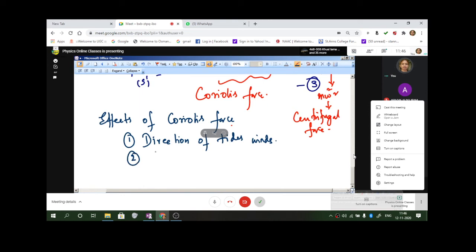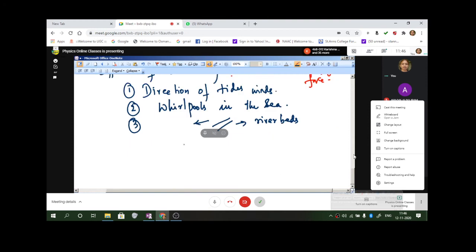Second is whirlpools. Where do you see whirlpools? In the sea. Whirlpools in the sea. Then you have a river flowing. You have two beds on either side, river beds. They undergo erosion.